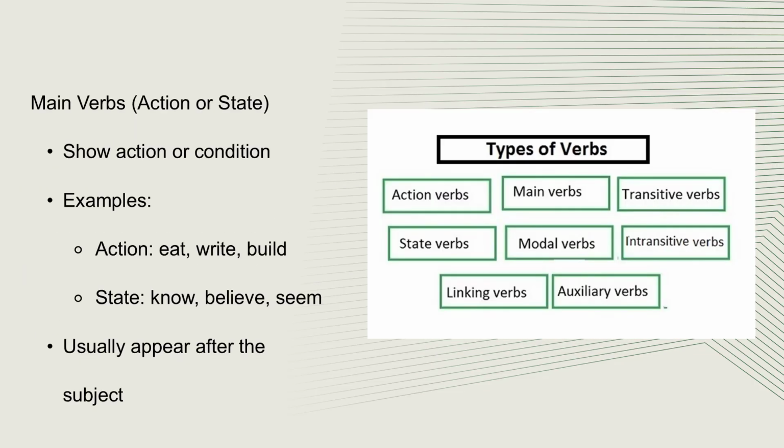Main verbs, action or state. Let's begin with main verbs that show either action or condition. Action verbs include eat, write, and build. State verbs express thoughts or feelings like know, believe, and seem. They usually follow the subject in a sentence. These verbs form the core of most English expressions.